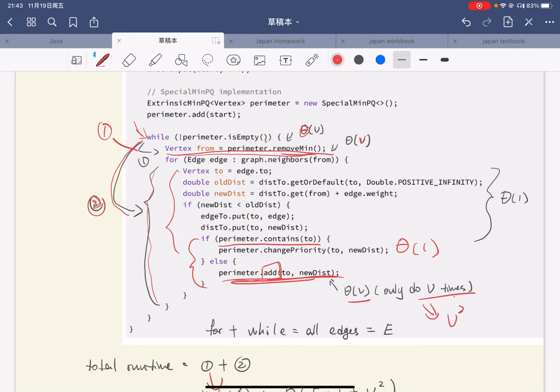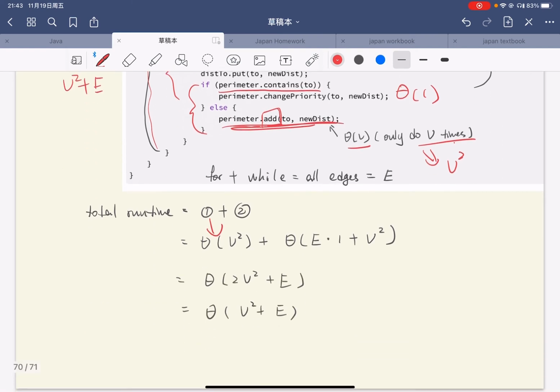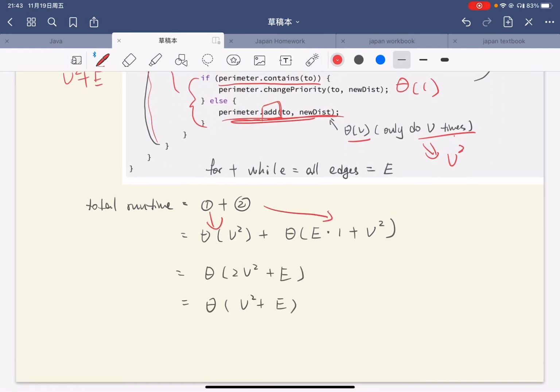And then all the other lines are big theta of 1. When we combine the while loop and the for loop, it goes over all of the edges in this graph, so it will result in E. So the whole case 2 is V squared plus E. We can simplify it, and we don't need the constant in front of V squared, so we finally get big theta of V squared plus E.